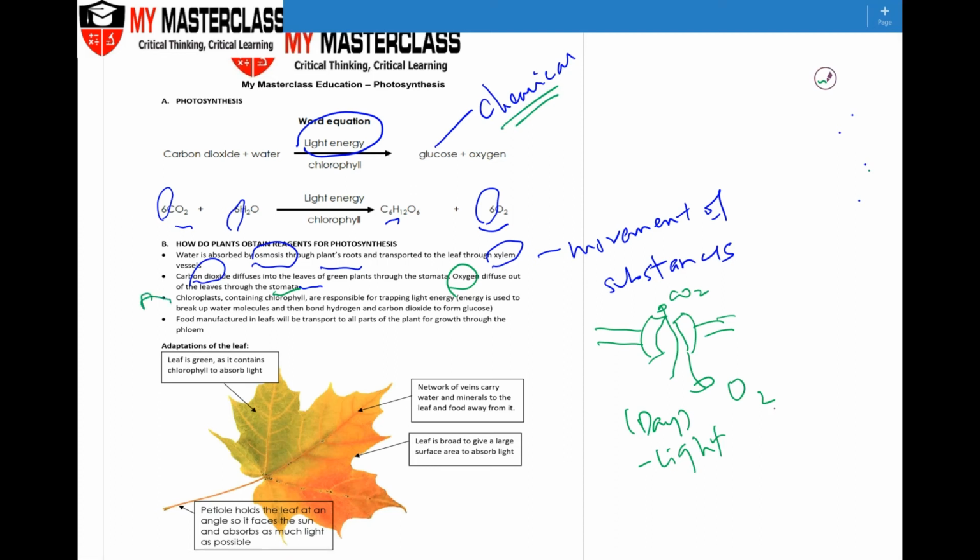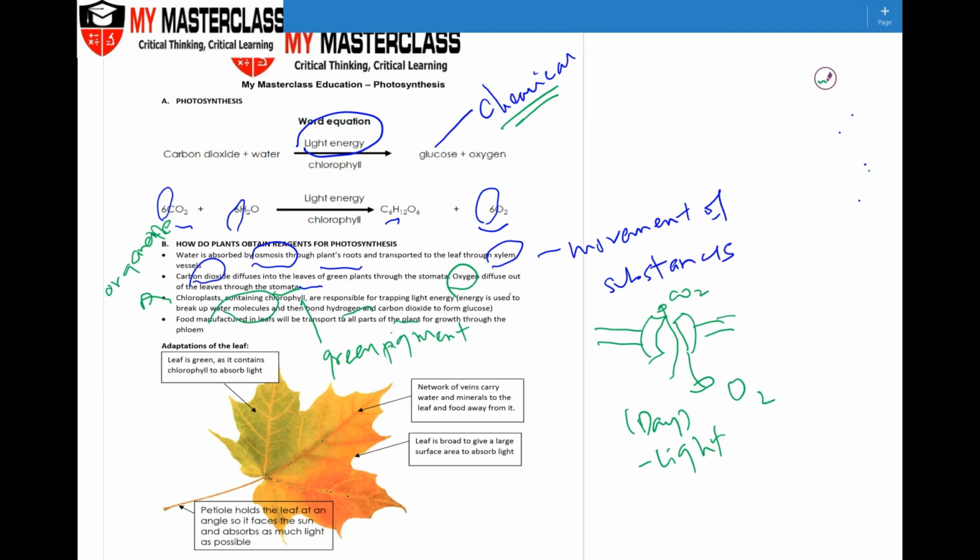Chloroplasts are organelles that are located in the cell itself. Whereas chlorophyll, take note of the difference in the spelling, is the green pigment which enables plants to convert the light energy into chemical energy. This energy is then used to break up the water molecules, and also to bond the hydrogen and carbon dioxide to form glucose.